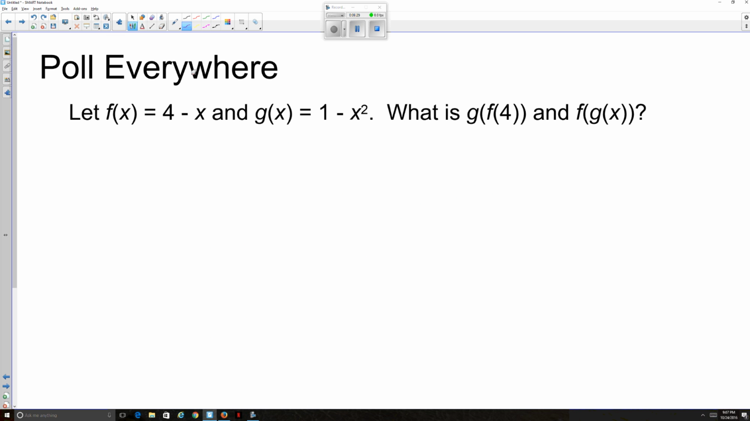So please go to the practice problems now. Use this as your f of x and g of x. I want you to answer these two questions. Give me those two values.